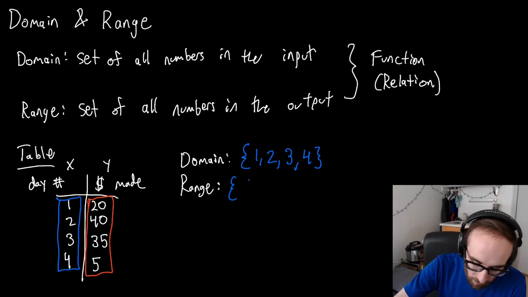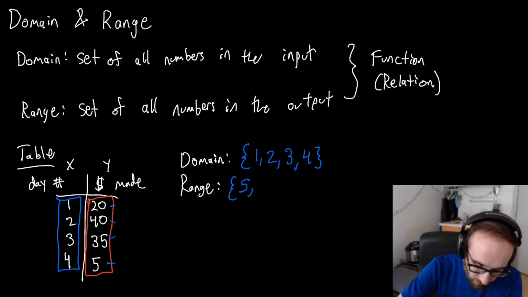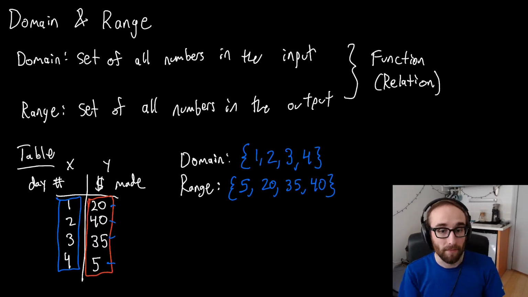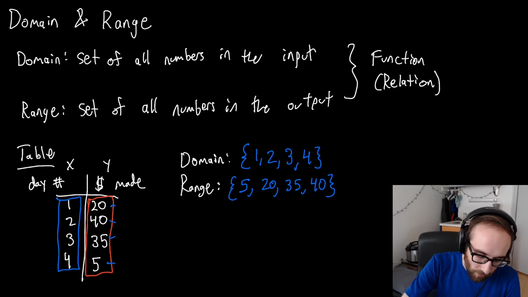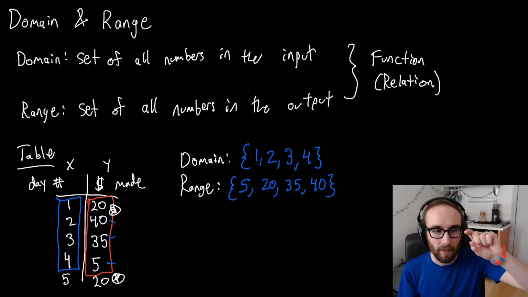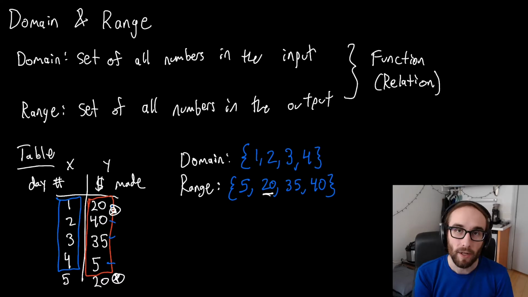Sometimes I'll list them out from least to greatest, like maybe I'll start with 5, then 20, 35, 40. But if you have a different order, that's okay too. All right, so that's it. That's our domain, and that is our range. One small note is if we have in the range, let's say day 5, we also made $20. If we have a number that repeats in the range, we have a 20 for day 1, we have a 20 for day 5, we're only going to list 20 once because we already said that 20 is included. It's one of the numbers in the range, so we don't need to write it again.